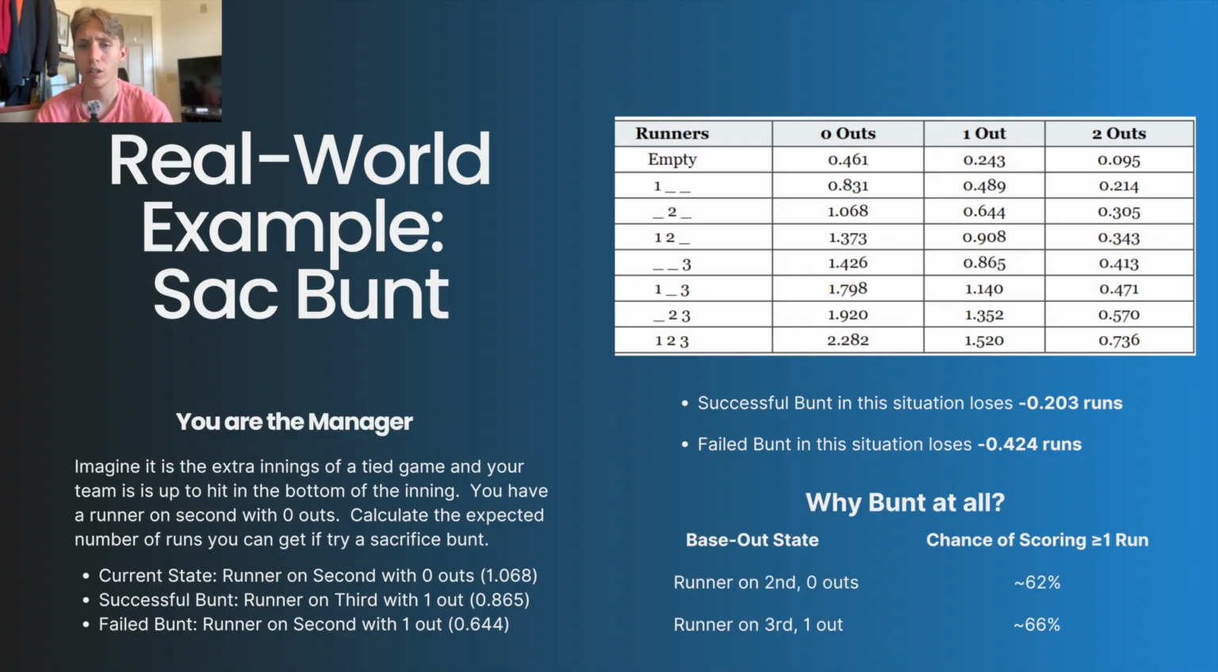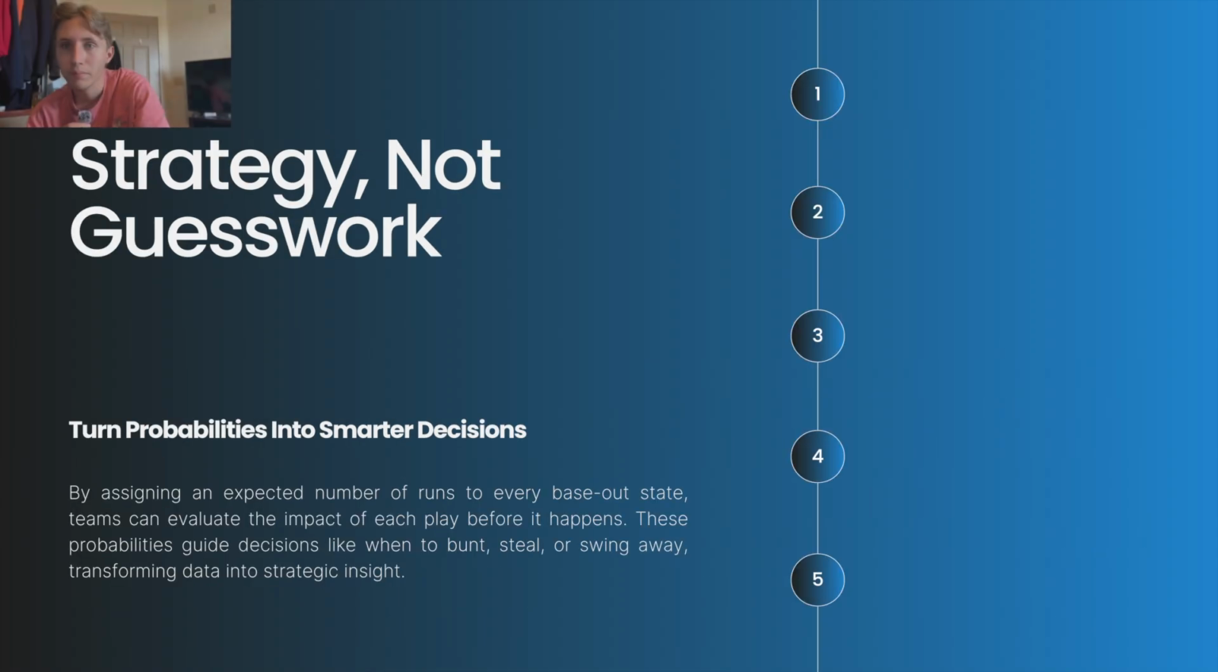So even though the average number of runs drops, the chances of scoring that one winning run actually increases. You're giving up run expectancy in exchange for a better shot at victory. That's why the bunt still has a place in modern baseball, but only when context justifies it. All of this shows how run expectancy turns strategy into science. Here, we turn these probabilities into smarter decisions.